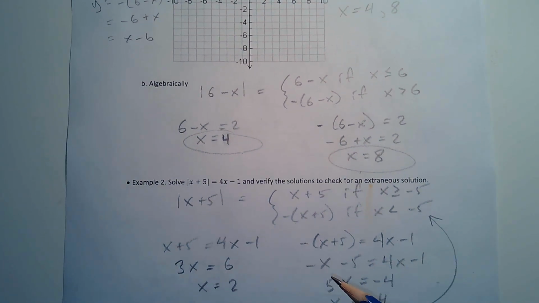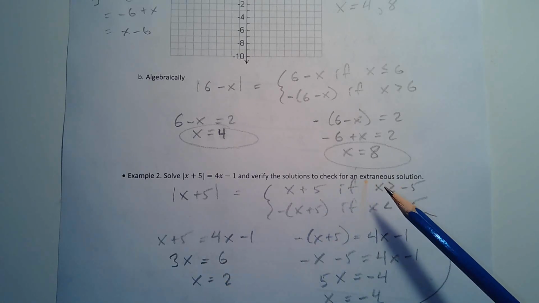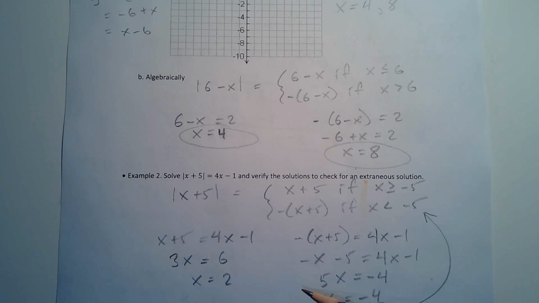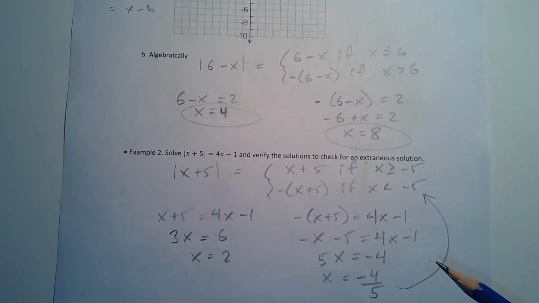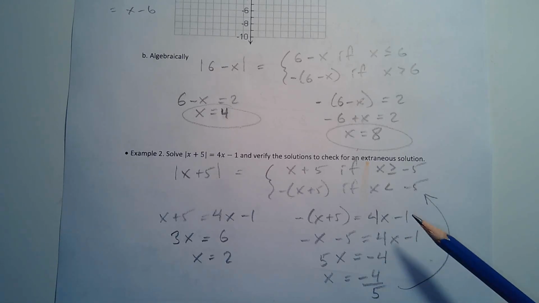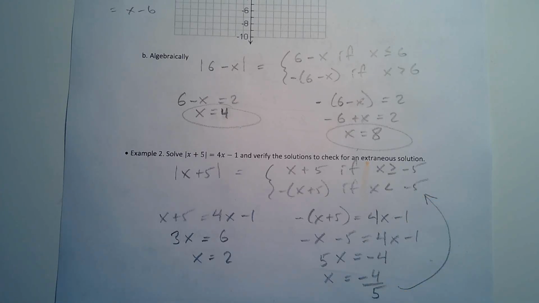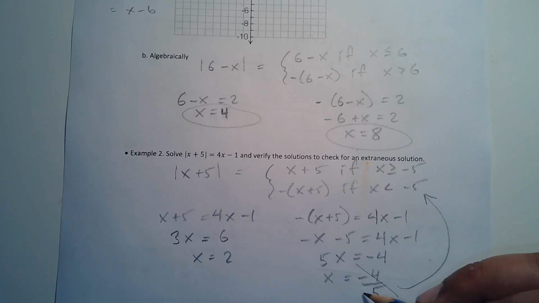If we solve equation 1, x plus 5 equals 4x minus 1. So put the x's and the numbers together. 3x equals 6, x equals 2. Is that greater than or equal to negative 5? Yes, it's greater than negative 5. The other one is going to be negative, so that's negative x minus 5, and that gives you an answer of x equals negative 4 over 5. Is that less than negative 5? Like negative 6 would be less than that, right? So this one isn't. So this answer is going to be extraneous.